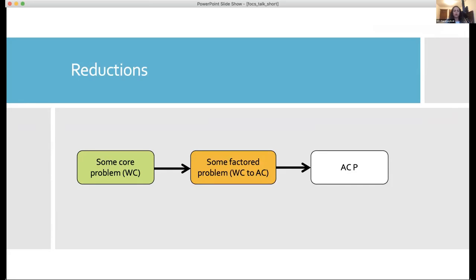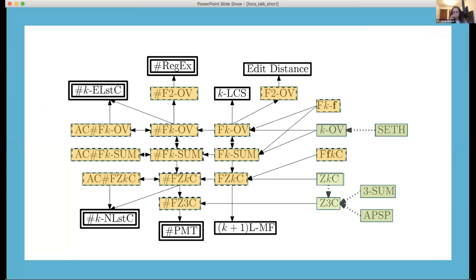And to show you a map of our reductions, so this is basically all the reductions that we have. There are a lot of problems here, but the things to note is that the problems on the right that are green, they are the core problems. You can see SETH, 3SUM, OV. And then the problems in orange are the factored problems that we use as the middle step. And then the problems in white are the problems that we prove average case hardness for, like edit distance, LCS, counting regular expressions, and some other problems.